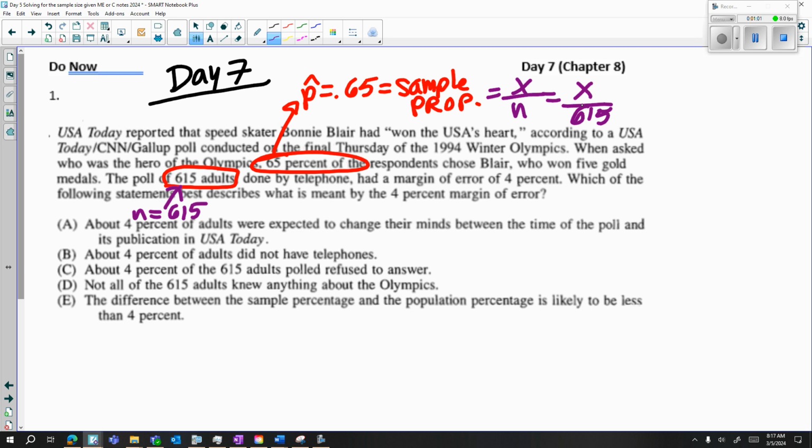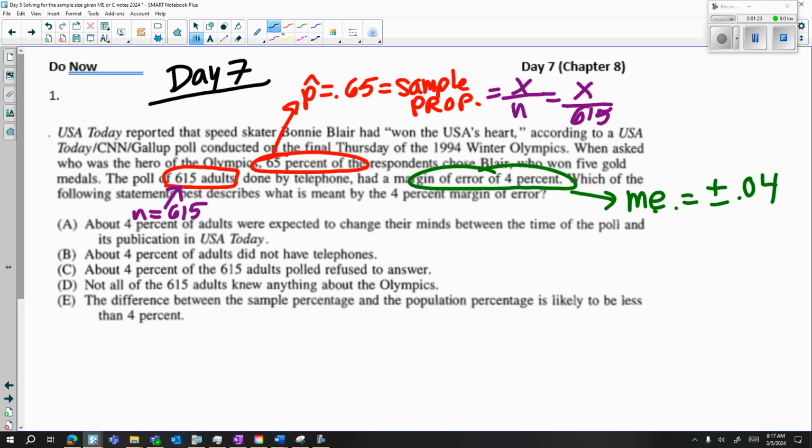It said the margin of error was 4%. So we have to make that a decimal. Margin of error, or ME, equals plus or minus 0.04. Let's see. Which of the following statements best describes what is meant by a 4% margin of error? So what does it mean to have a 4% margin of error?